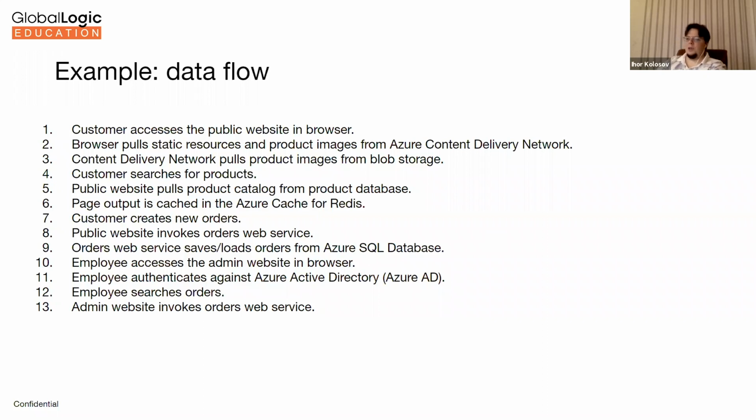Customer creates new orders. Public website invokes the orders web service. And the orders web service saves or loads orders from Azure SQL database. Employee accesses the admin website in browser and authenticates through Azure Active Directory. At this point, the employee is able to perform search activity for orders and invoke orders through the web service.